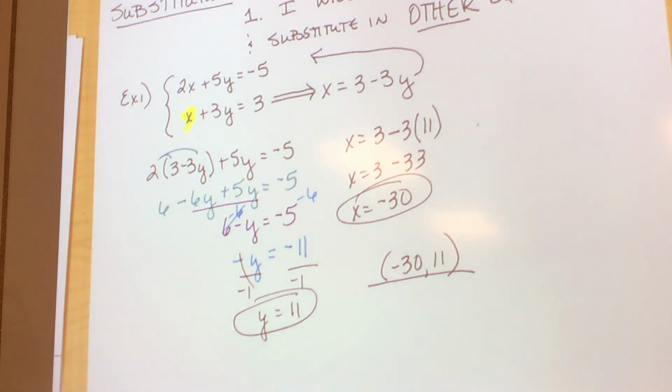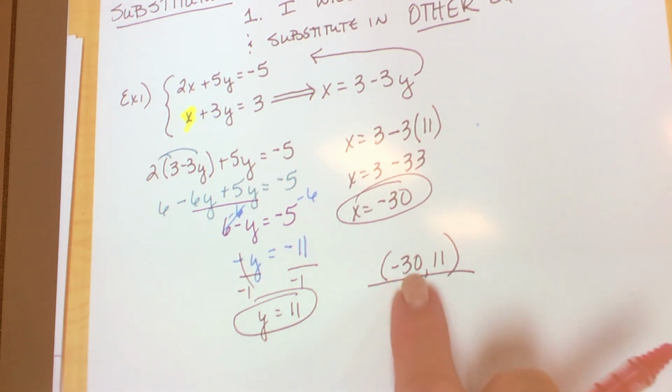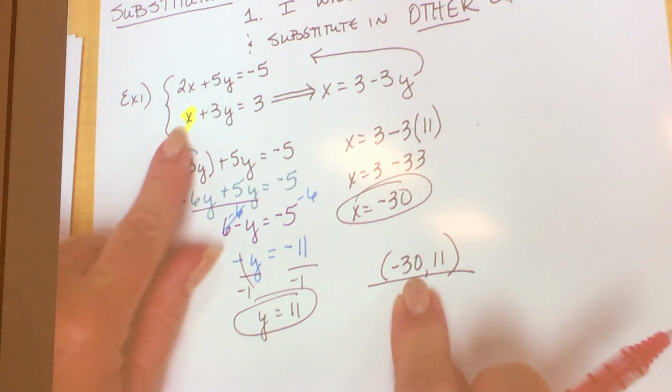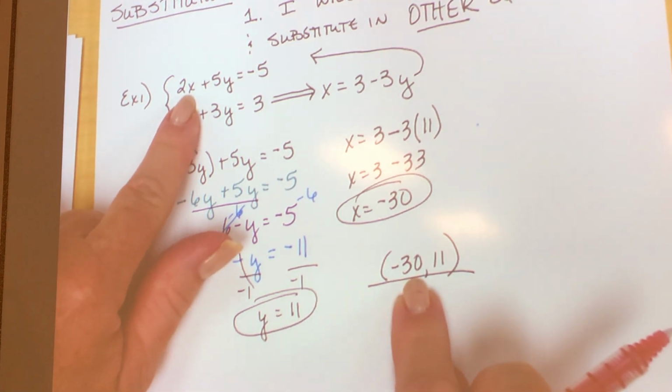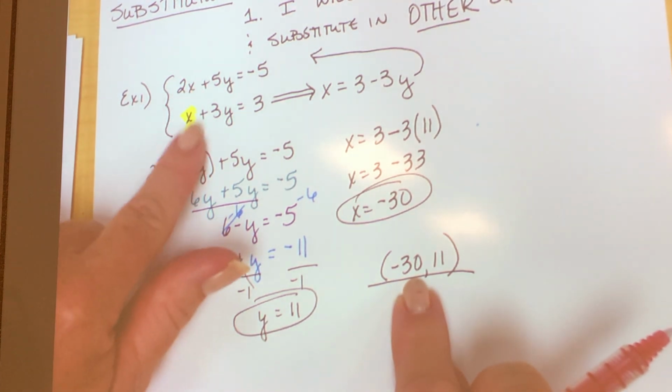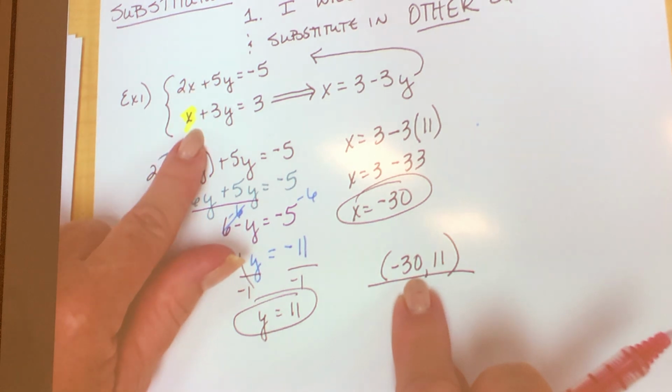Now, on this test, probably not going to give you a calculator. So, I'm going to check these by hand. Now, at first you look at it and you go, what? I don't like those big numbers. But watch this. The way I'm going to check it is I'm going to plug it in both of these equations. It has to satisfy both equations. It is the only point in the world that satisfies both of these equations.